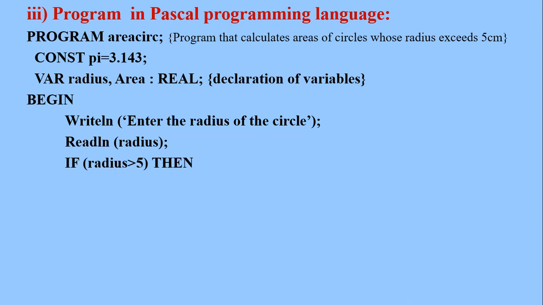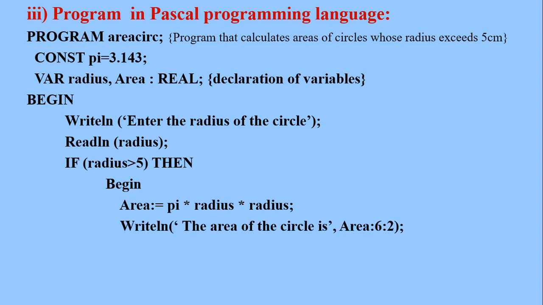So next is check if the value that has been entered, the value in the memory location called radius, is greater than 5, then do the following. Calculate area. So get the memory location called radius, multiply by itself, then multiply the answer with the content of the memory location called pi. The overall result, store it or assign it in the memory location called area.